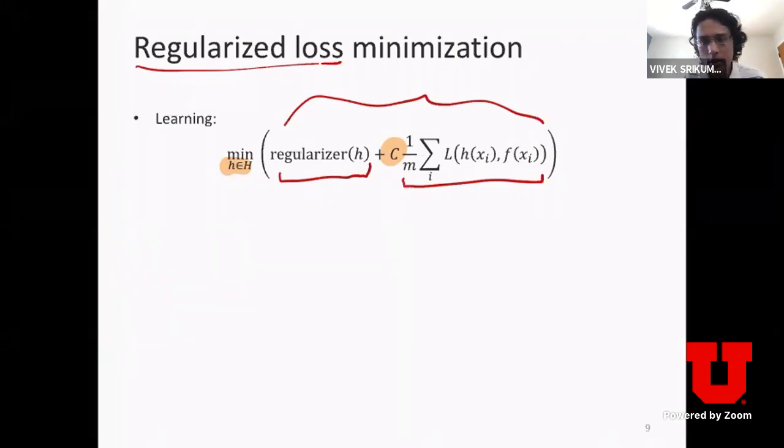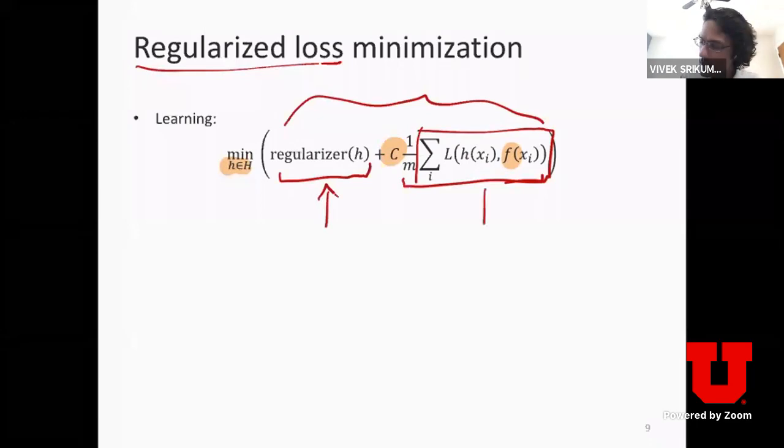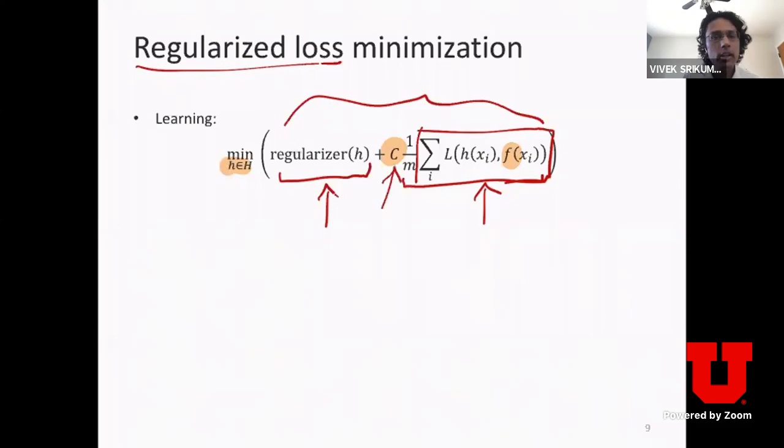There's an interesting question here. What happens if F is really complex? What happens if the true classifier, the true function, is actually a complex function? It's not a simple function. What that means is that if F is really complicated, then this second term ends up being high for functions that are not simple. Even though the regularizer might be small for simple functions, the empirical loss might end up being high. And the hope is, if the C is well chosen, the regularizer will get overruled by the empirical loss.